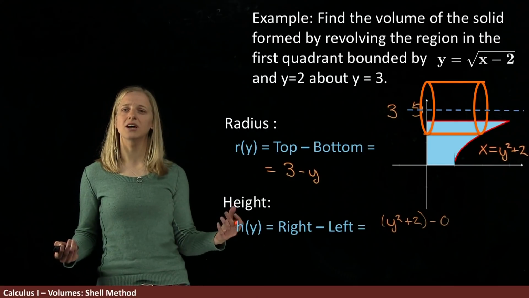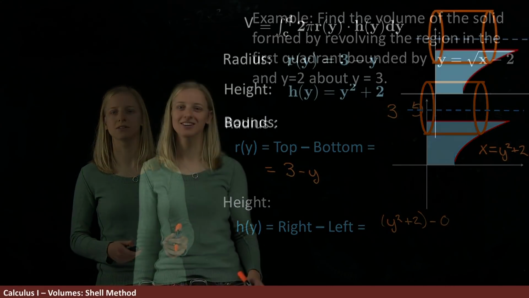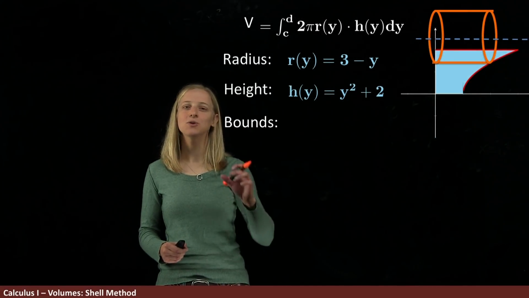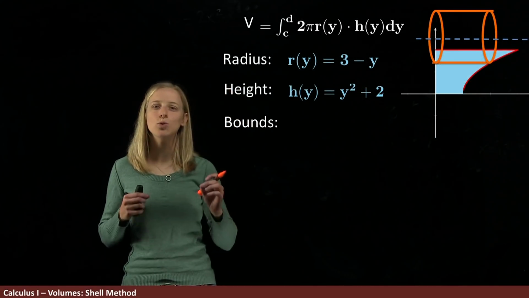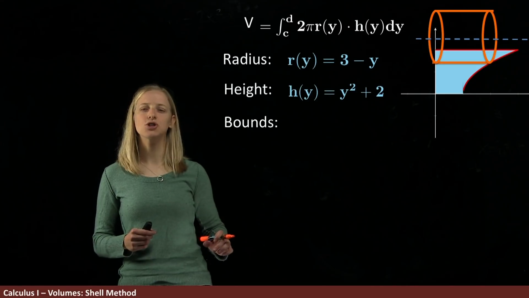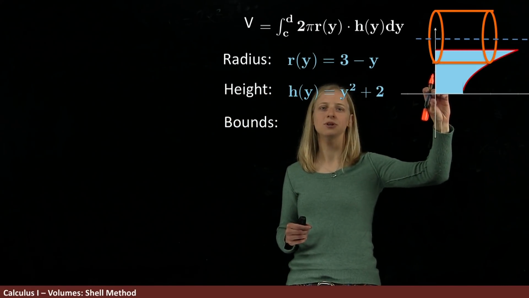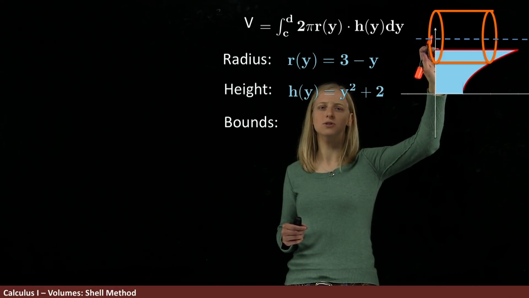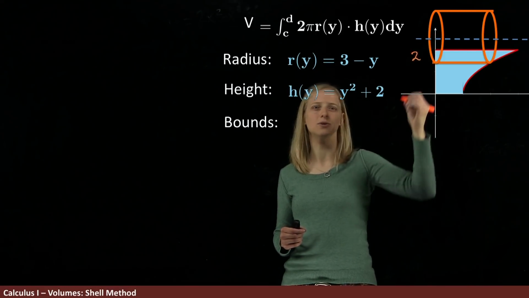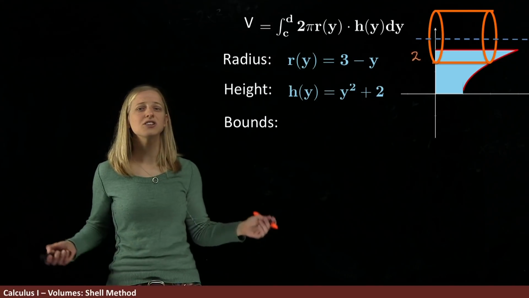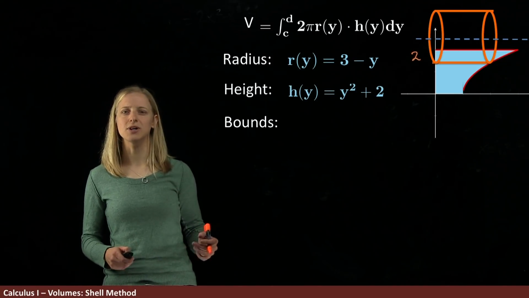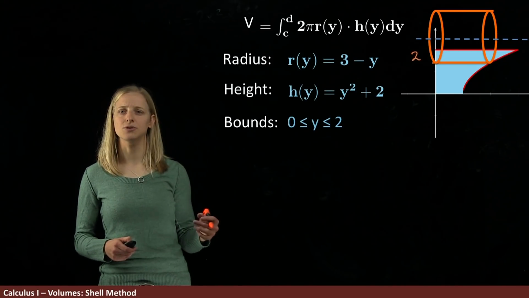So now we are ready, again, to find our bounds. To determine our bounds, we are going to look at the solid and see what y values are needed to create all of our shells. So coming over here, we notice we go from 0, and again, we only go to 2. So we stop at y equals 2. So our bounds are the exact same as last time as well. So we have y is between 0 and 2.